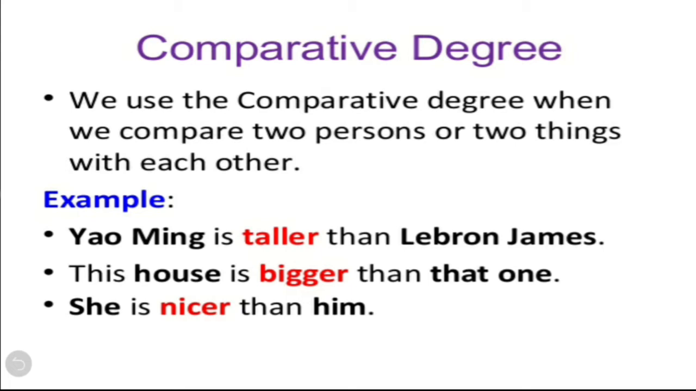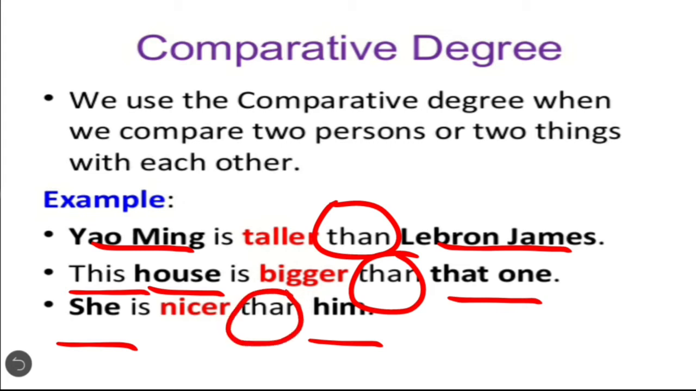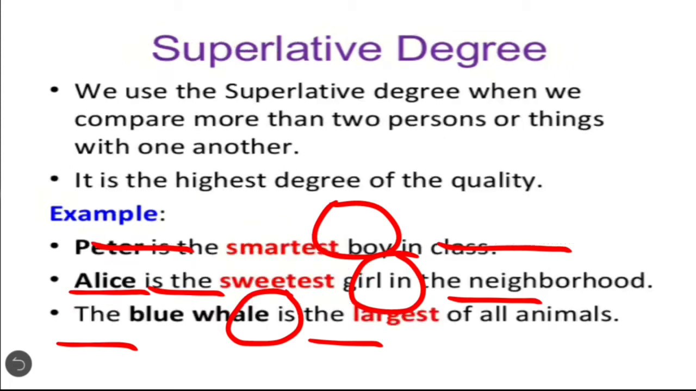So here we are talking about two persons or things. Like in this example, we are talking about two persons. Here this house and that house, she and him. So in all the 3 sentences, we are talking about either two persons or two things, and one word common is "than". So this is the specification that "than" is used in comparative degree, or we can say that "than" is used to compare two persons or two things with each other.